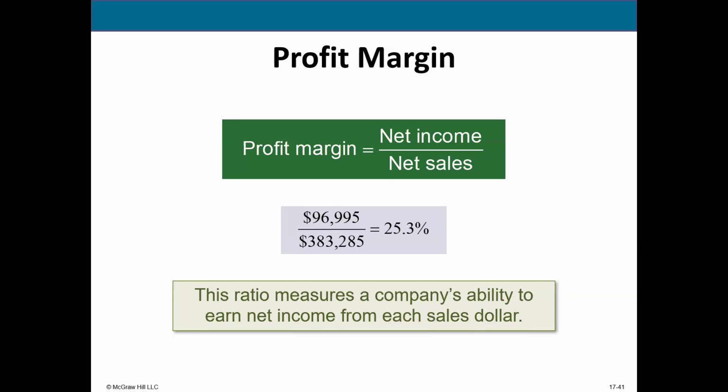Obviously, the higher the better. At the time of this slide, Google was at 24%, Samsung was at 6%, and the industry as a whole was at 11% margin. So for Apple to be at 25.3% is really awesome. That means that their cost of goods sold in relation to their sales and net income is decent. It's really, really good. Just like we saw in their income statement.